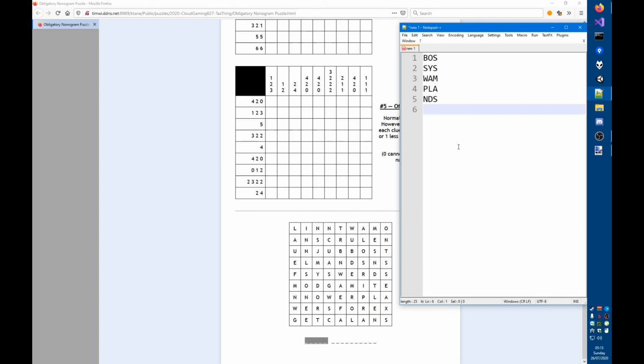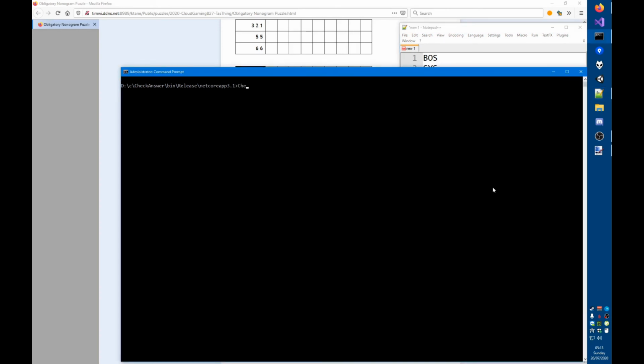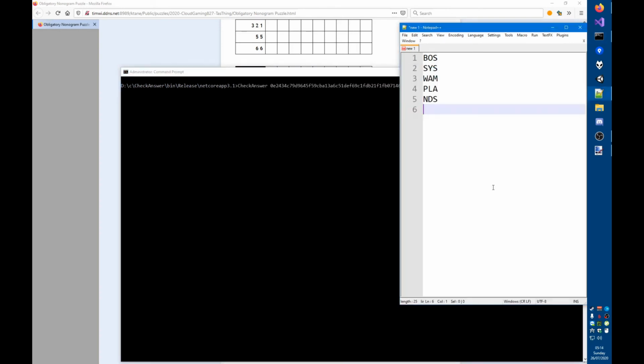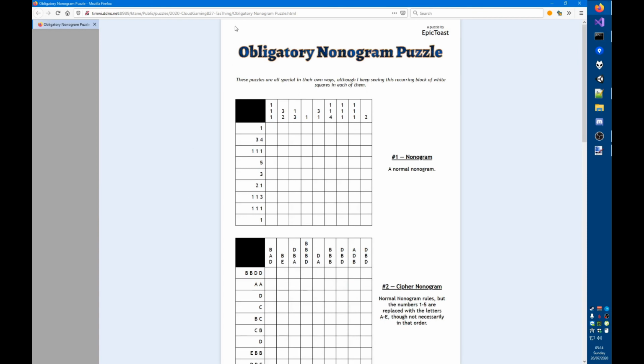I forgot to prepare the answer code, so I will be right back. And here we are back with the answer code in my clipboard. This is the answer code. Let's see. Bossy swamplands. And that is the right answer. Ooh! Ladies and gentlemen, we've solved Obligatory Nonogram Puzzle from the KTANE Puzzle Plethora.